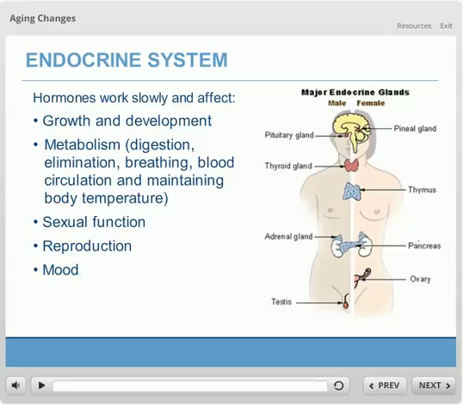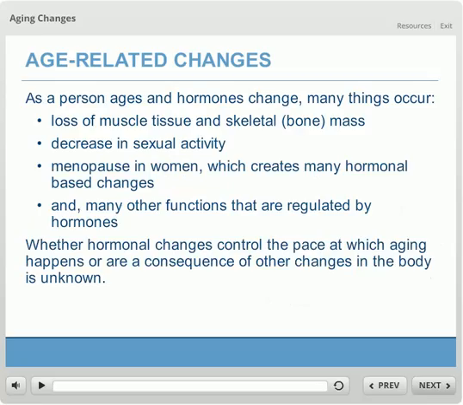Hormones work slowly and affect growth and development, metabolism, including digestion, elimination, breathing, blood circulation, and maintaining body temperature, sexual function, reproduction, and mood. As a person ages and hormones change, many things occur. A loss of muscle tissue and skeletal or bone mass, a decrease in sexual activity, menopause in women, which creates many hormonal-based changes, and many other functions that are regulated by hormones. Whether hormonal changes control the pace at which aging happens or are a consequence of other changes in the body is unknown.